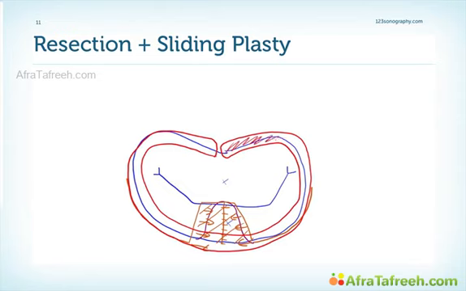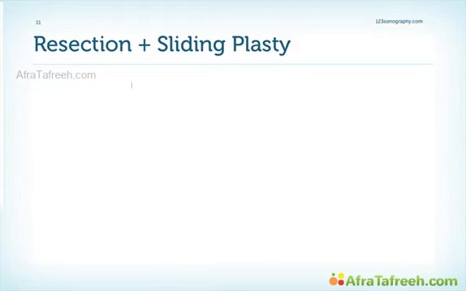So the length of the posterior leaflet is significantly smaller than what it used to be, and this can also be nicely visualized with the help of echo. And the ring helps to stabilize the valve, so the valve just simply cannot expand even after the procedure has been performed. So this is how the sliding plasty and the resection of parts of the mitral valve are performed.